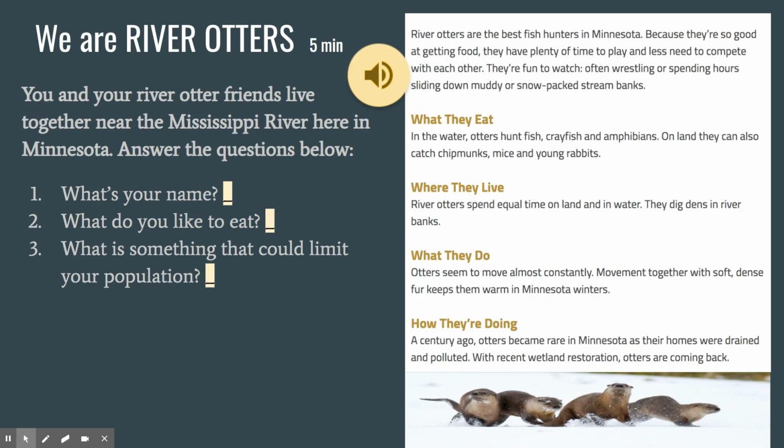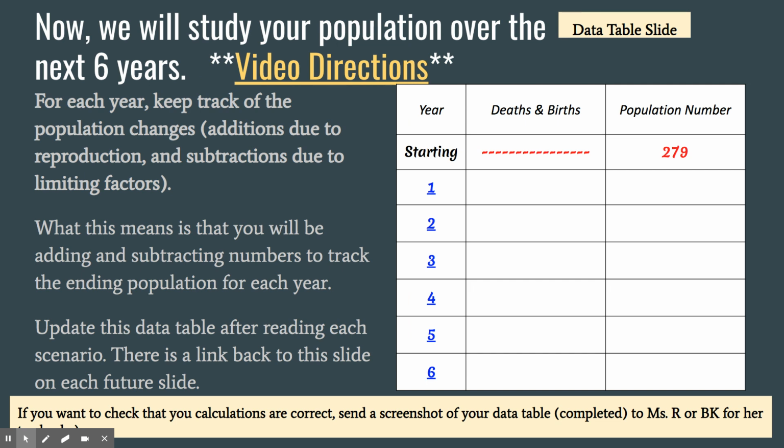Then it says, we are river otters. So what you're going to do is read about river otters. You can listen to it, okay, just some background. And then the actual lab is right here. And so if you watch these video directions, it walks you through the rest of it, okay? So I'm not going to explain it on this slideshow or on this screencast because you can watch this video. You will want a calculator and a sheet of scratch paper because you're doing some adding and subtracting.